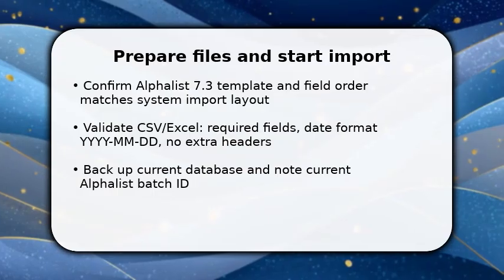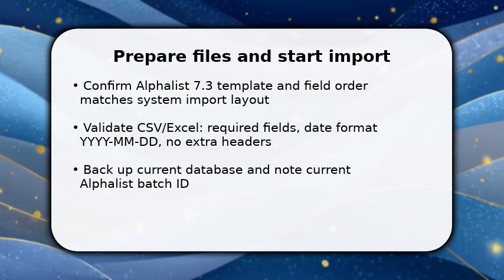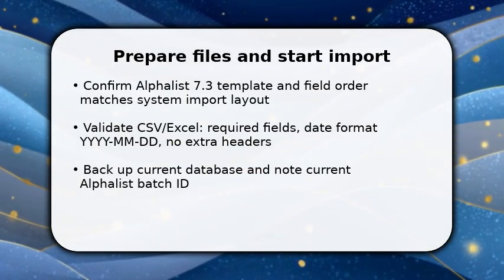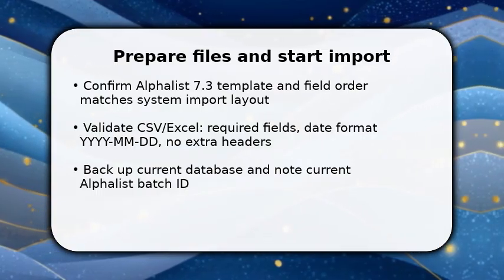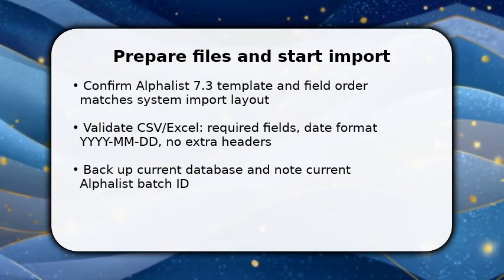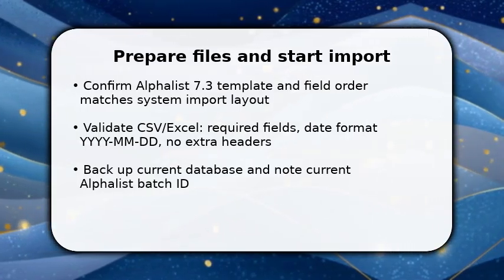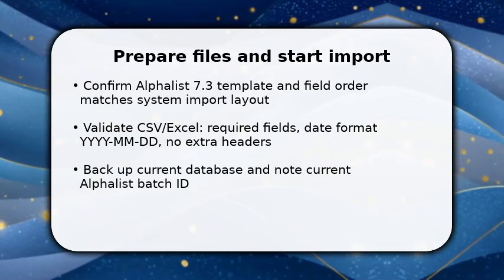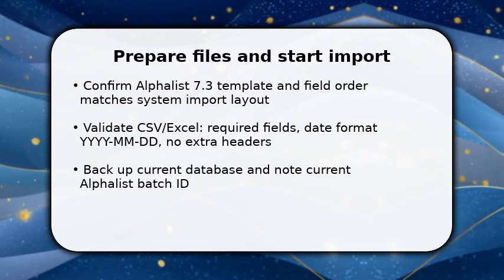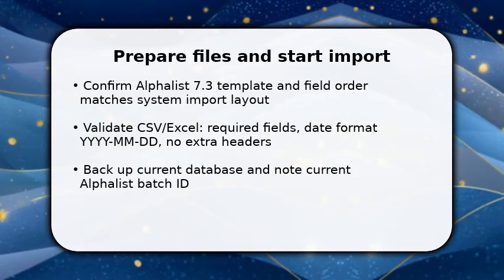You begin by gathering the validated Alphalist 7.3 file and the import template. This ensures field alignment so records map correctly. Once done, open the import tool and select the CSV or Excel file, then run a schema check to catch missing columns. Make sure to back up the current database now. If anything goes wrong, you can restore.